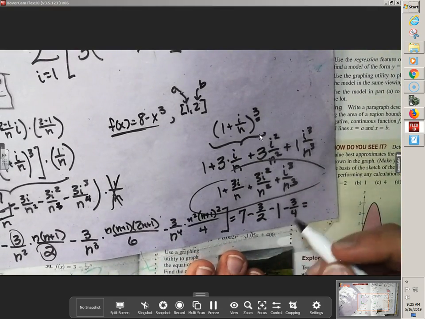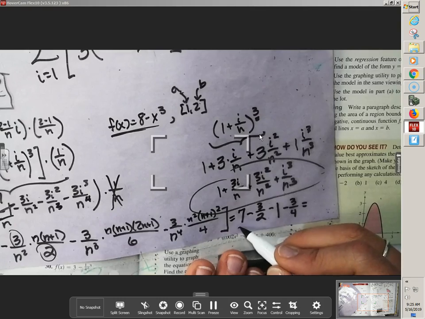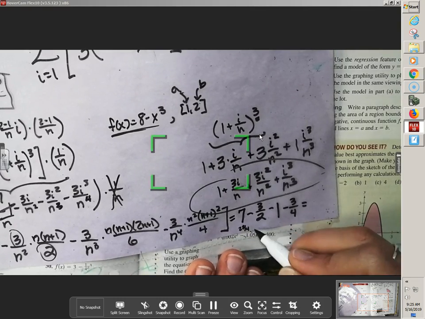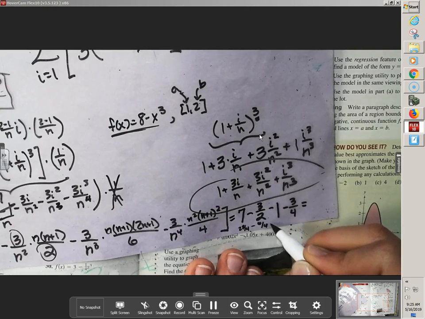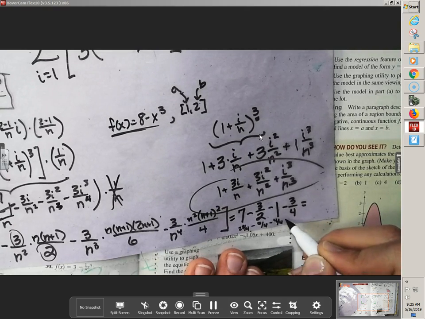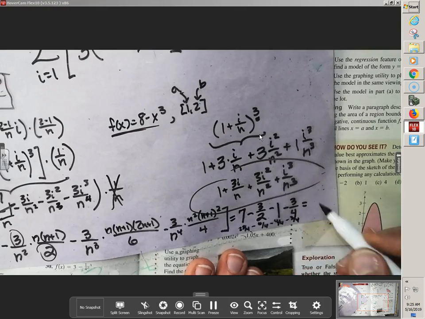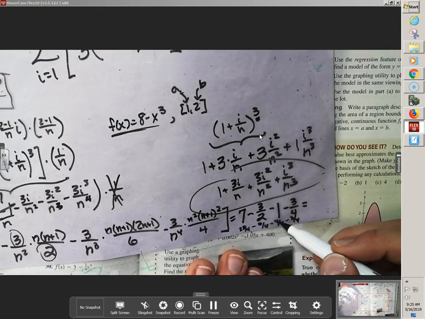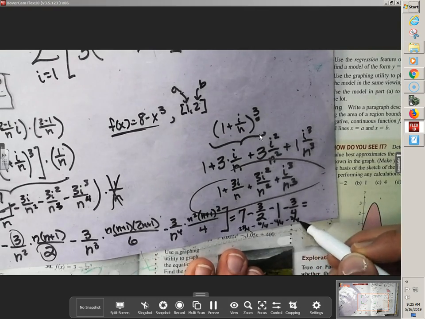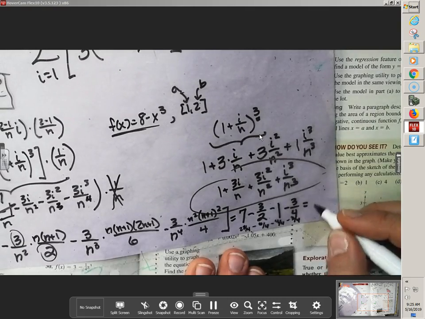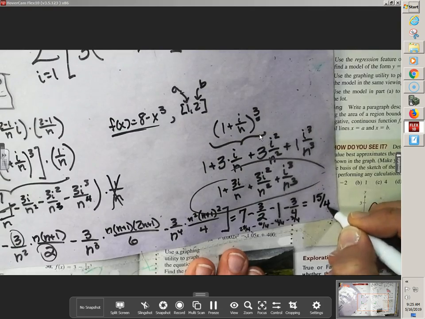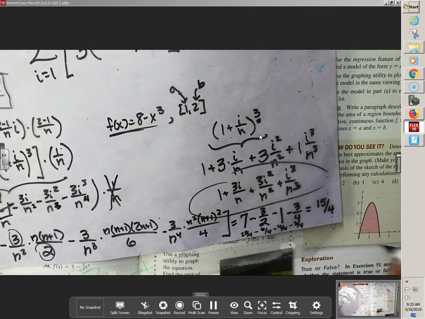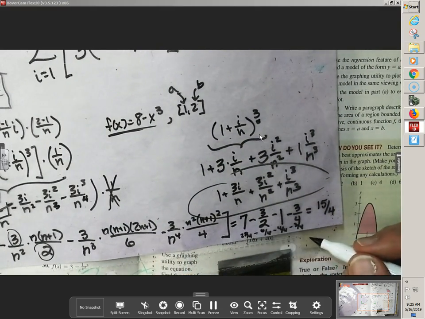Well, if I was to make 7 into 4ths, wouldn't that be 28/4? Minus, this into 4ths would be 6/4. This would be 4/4. This is already 3/4. So what's 28 minus 6 minus 4 minus 10? That's 18. And 18 minus 3 is, wait, 15/4? Double checking. 28 minus 6 minus 4 minus 3.